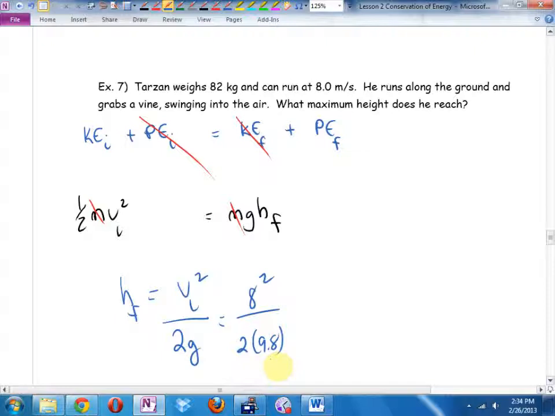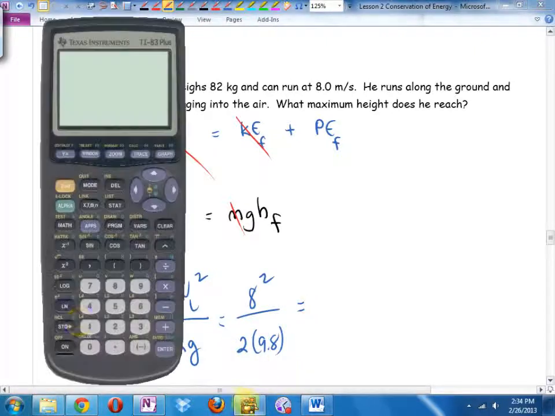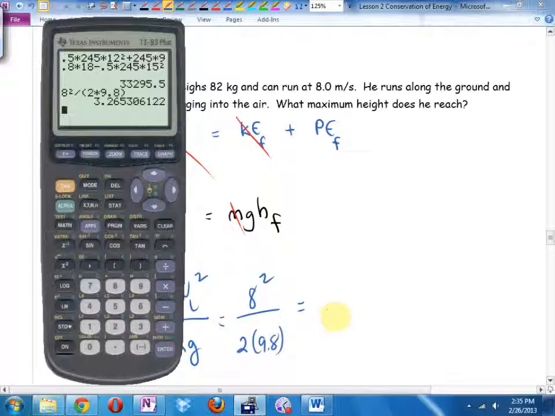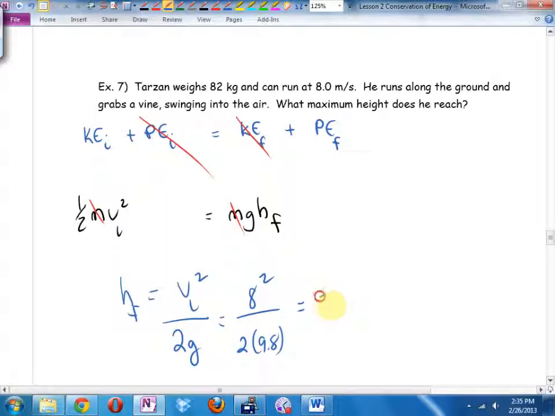I kind of am curious. Now, the next question: how do you find its speed? There are all sorts of tricks of the trade where you can make some good estimations of that, too. Meanwhile, Tarzan or Tantor will reach 3.3 meters high.